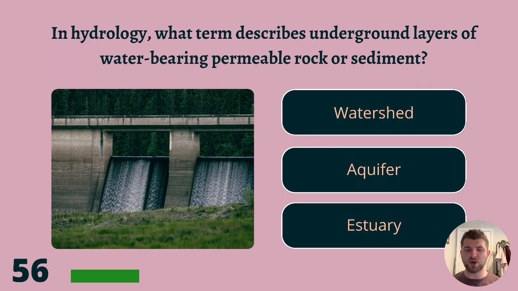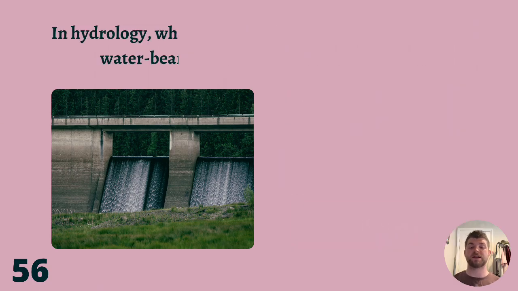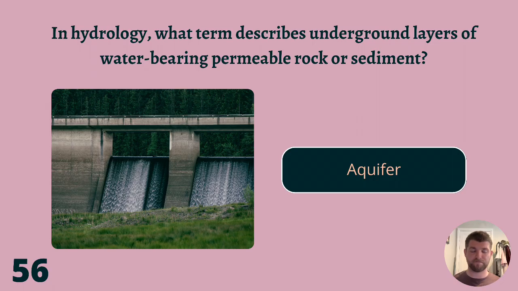In hydrology, what term describes underground layers of water-bearing permeable rock or sediment? Watershed, aquifer, or estuary? The answer is aquifer.